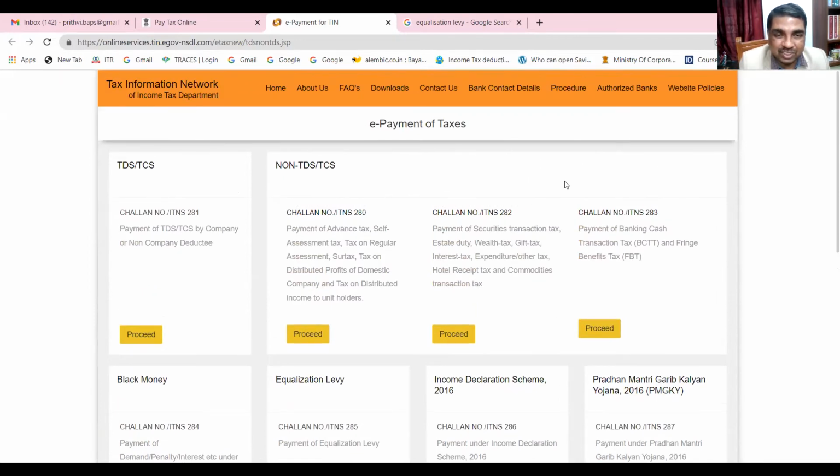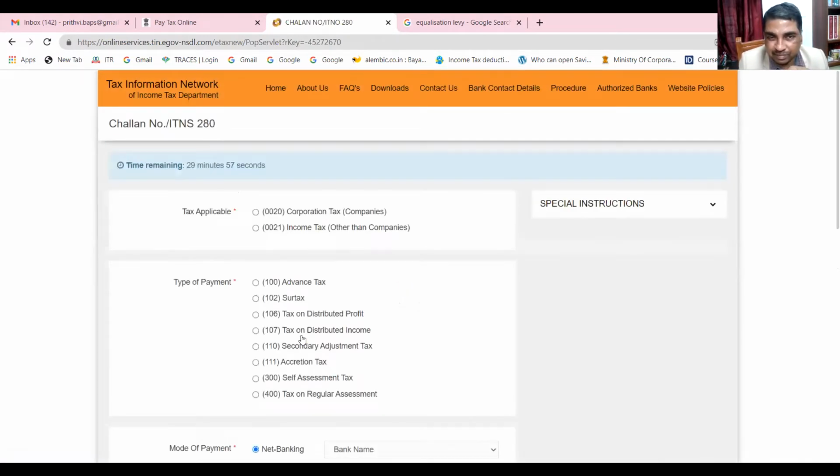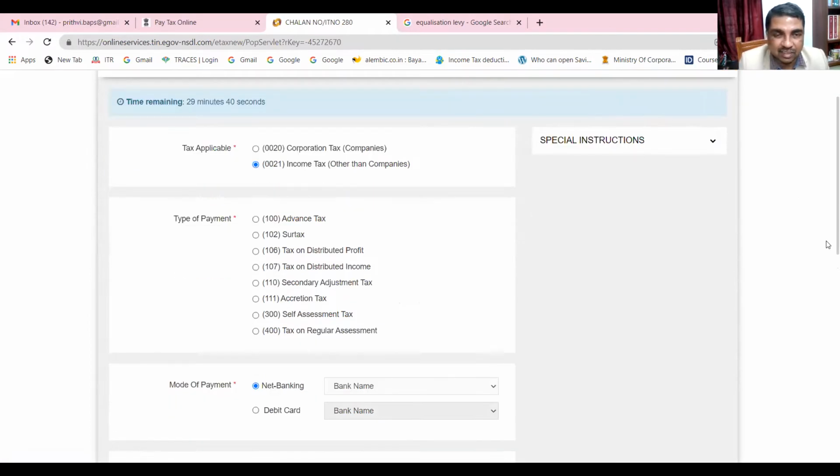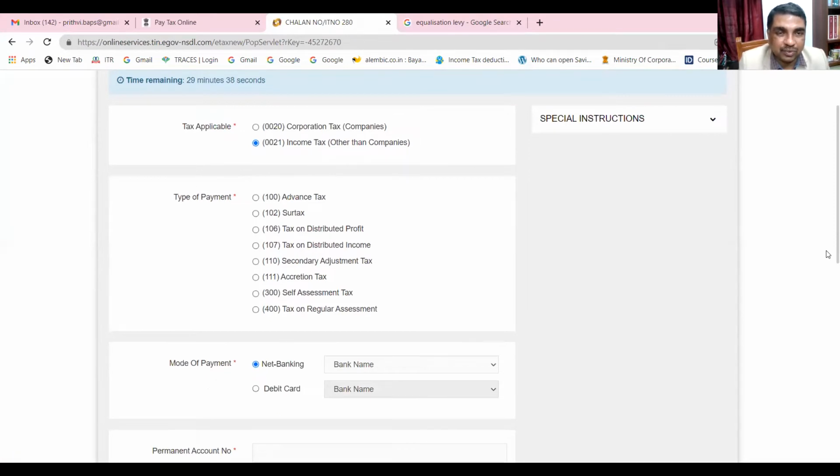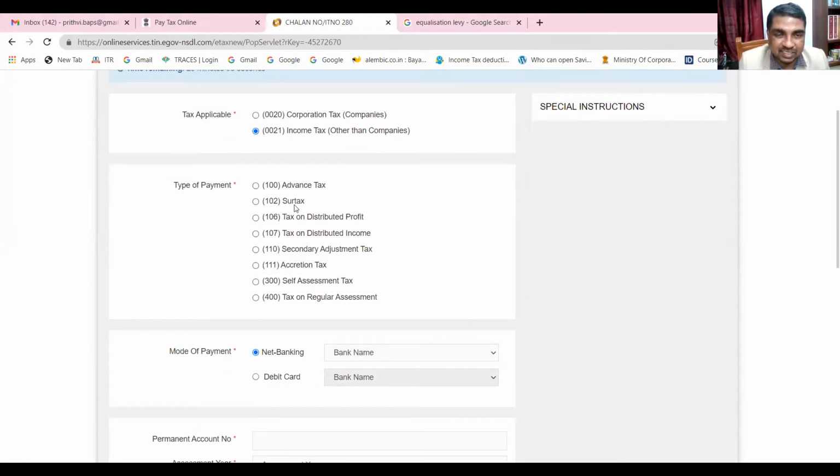Now since you have done self-assessment tax, I can click here and proceed. I can pay tax in this manner. Would you like to see the process? Yes, sir. Now you see, let us say we are selecting income tax other than company. Since you are an individual, let me select this. Then what do you want to pay? Is it advance tax? So let's say we are selecting this one, self-assessment tax.